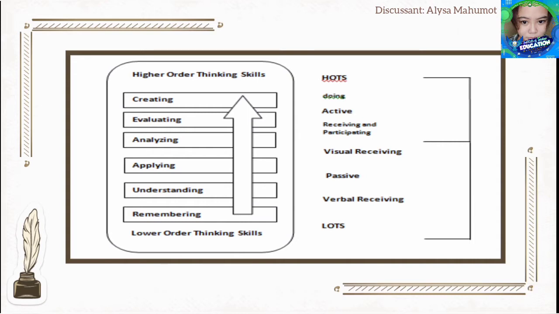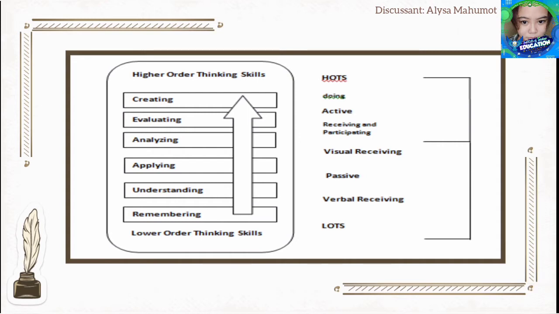So the first of the lower order thinking skills is remembering. So remembering means recall or retrieve the previously learned information. Examples of keywords are defines, describes, identifies, labels, lists, outlines, selects, and states.